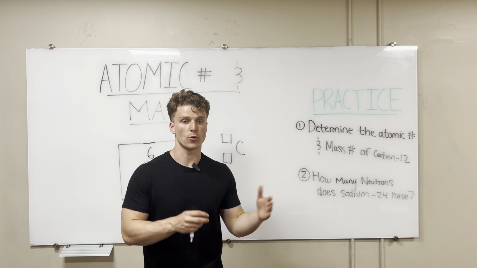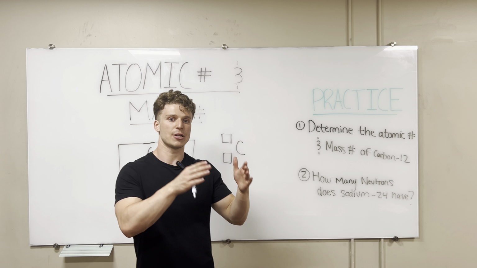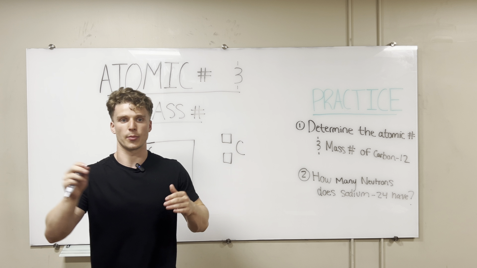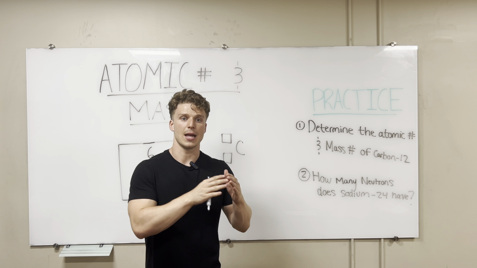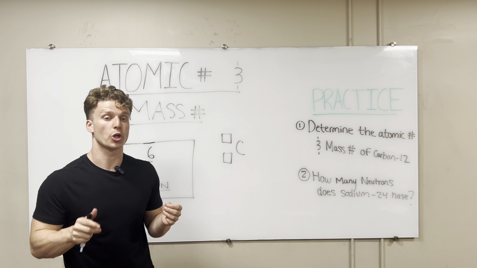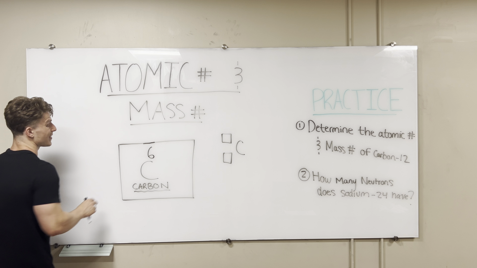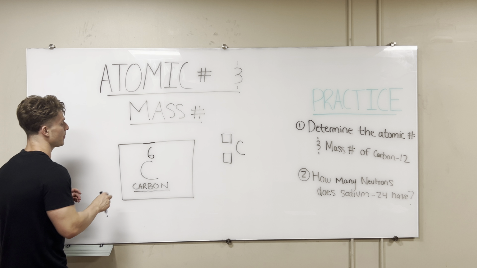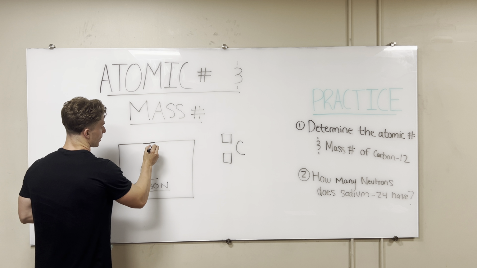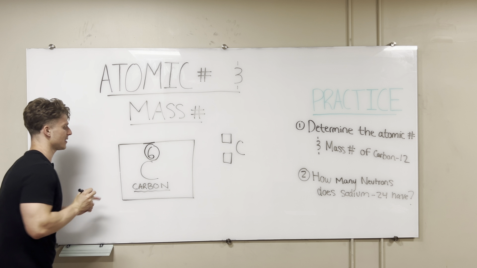For example, if you look at the periodic table, you'll notice that hydrogen is number 1, helium is number 2, lithium number 3, and so on and so forth. Those numbers are actually the atomic numbers of those atoms. So if we look at the 6th atom on the periodic table, it is carbon, right? So the atomic number of carbon is 6.